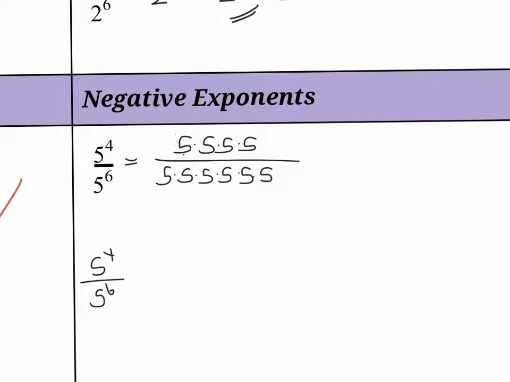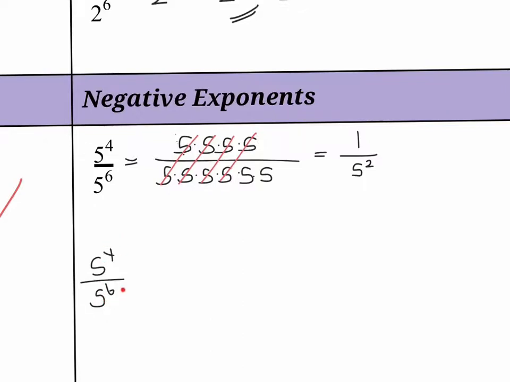Okay, how many 5s are going to be left over? Well, we've got 5 divided by 5 is 1, 1, 1. How many are left over? There's 2 5s, but where are they? They're at the bottom of the fraction. So what must be up here? A 1. So we've got a higher exponent at the bottom than the top, and so in the end we have leftover 5s, but they're at the bottom of the fraction.